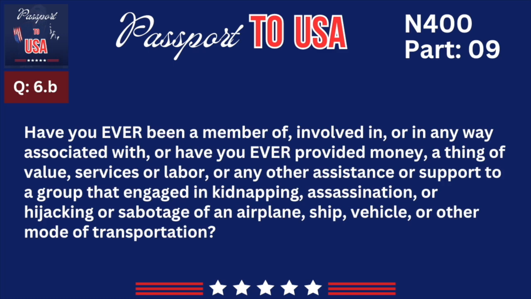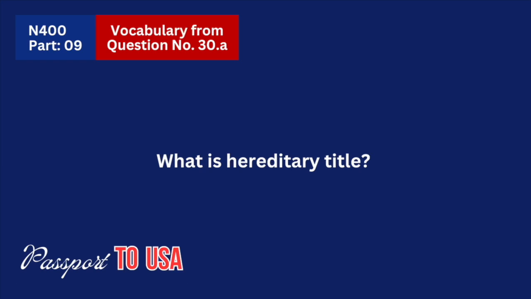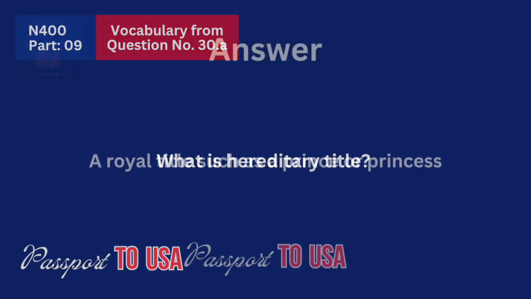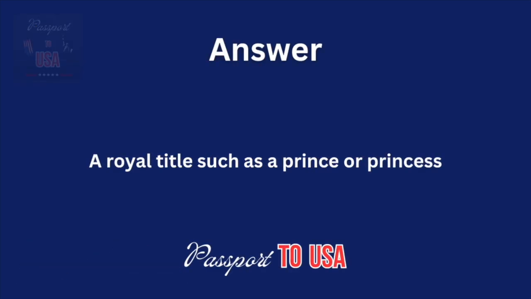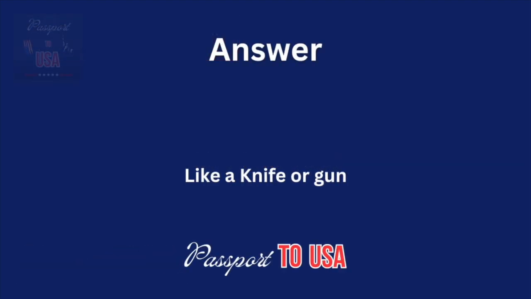Have you ever been a member of, involved in, or in any way associated with, or have you ever provided money, a thing of value, services or labor, or any other assistance or support to a group that engaged in kidnapping, assassination, or hijacking, or sabotage of an airplane, ship, vehicle, or other mode of transportation? No. What is hereditary title? A royal title, such as a prince or princess. What is weapon? Like a knife or gun.